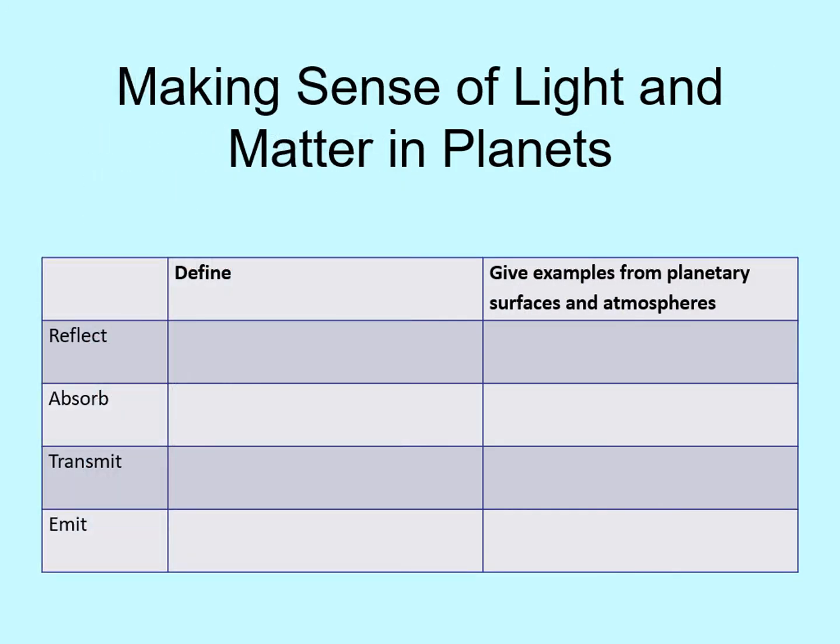Here's a making sense table we've seen before. The one where you describe the 4 major ways light and matter interact. Now that we've looked at planetary surfaces and atmospheres, it's time to add in some astronomical examples based on the things you've learned in the last few chapters.